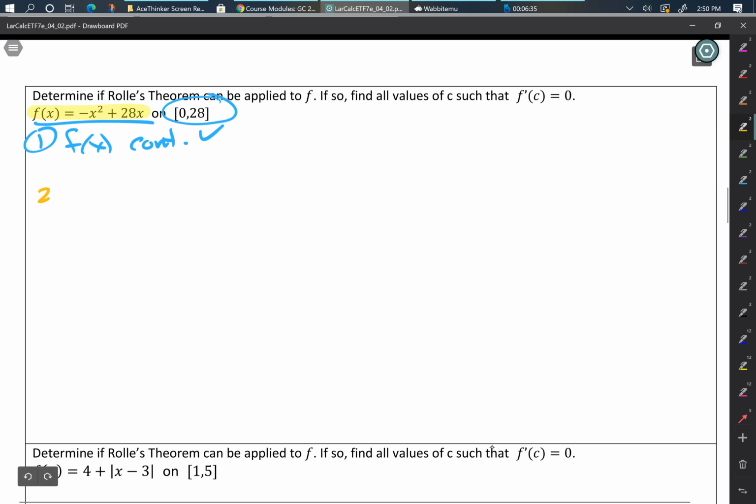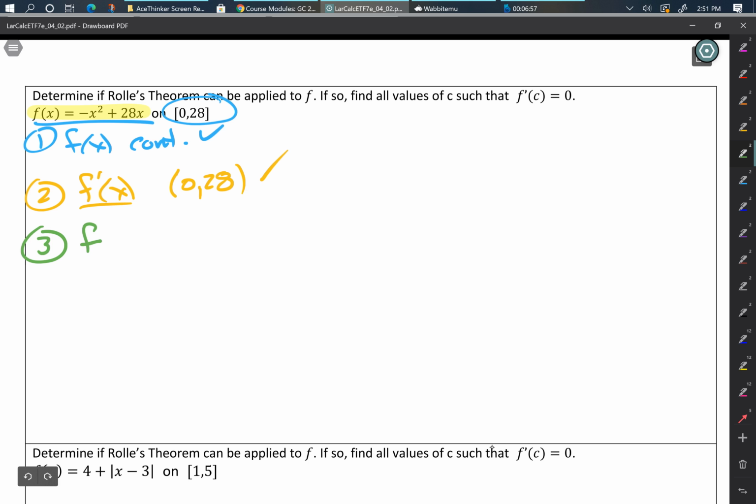Okay? Number 2, does the derivative exist on the open interval 0 to 28? Okay? Well, if the function is a polynomial, its derivative will also be a polynomial, and those are continuous everywhere, so its derivative will exist for all values, definitely 0 to 28, so we're good there. Okay. Part 3, is f of a equal to f of b? Well, let's check. What's f of 0? Well, that's going to be negative 0 squared plus 28 times 0, which is a big fat 0.